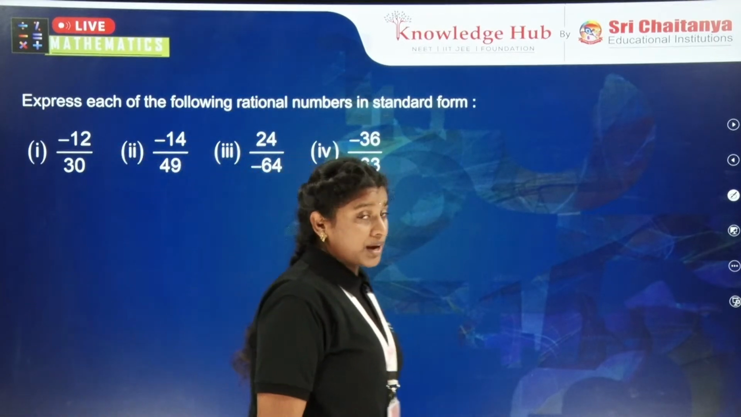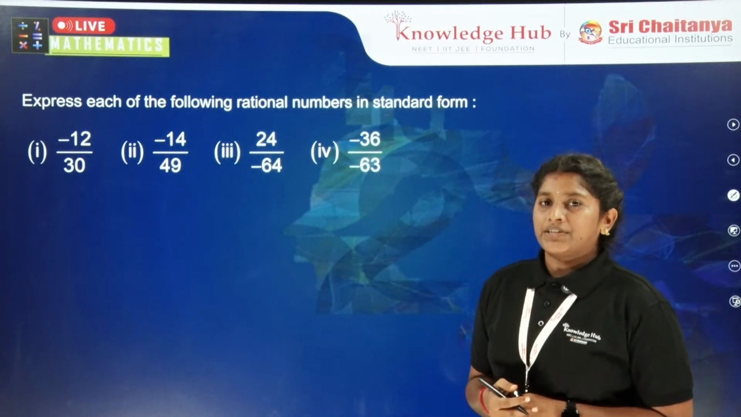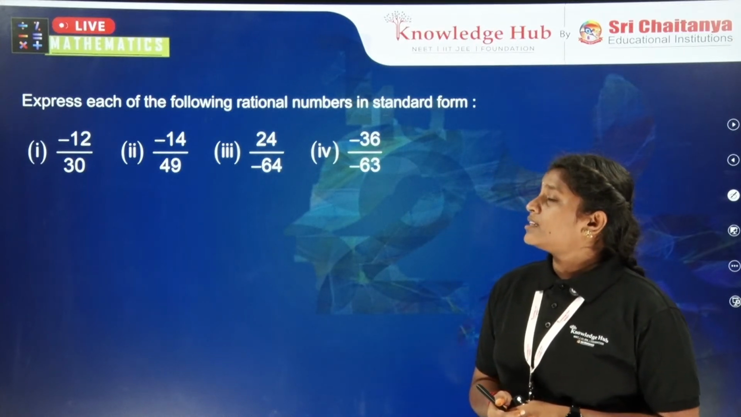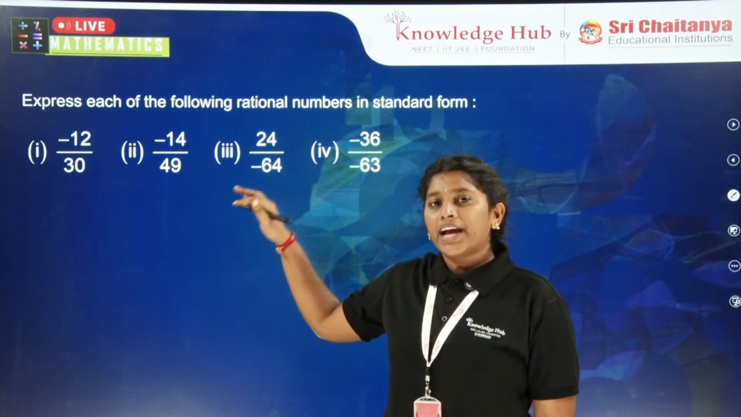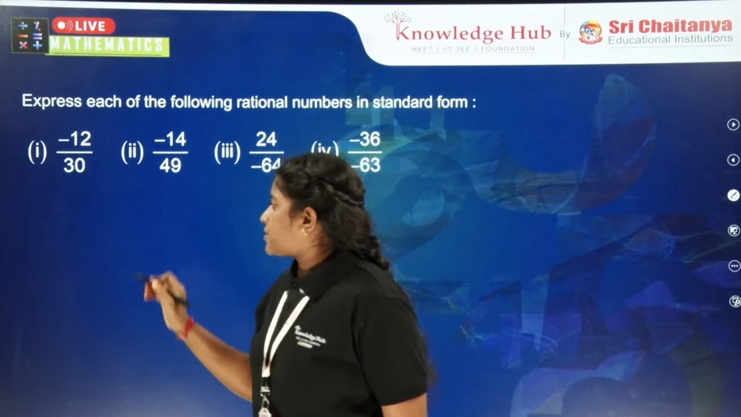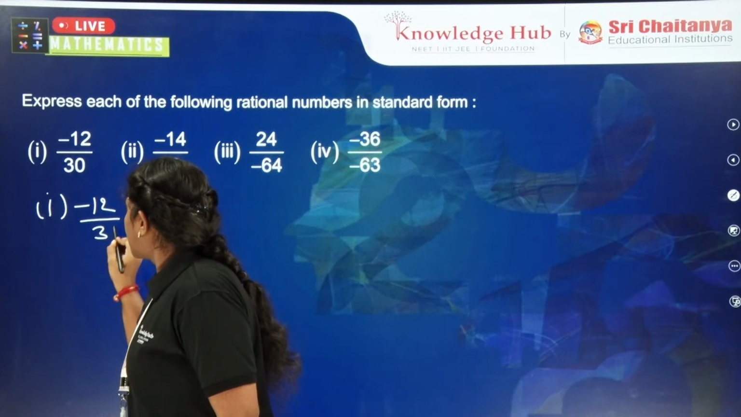So now moving to the next one, let's solve a question on the standard form of rational numbers. Express each of the following rational numbers in the standard form. They gave us 4 rational numbers and they are asking us to express them in the standard form. Now look at the first question. We have minus 12 by 30.